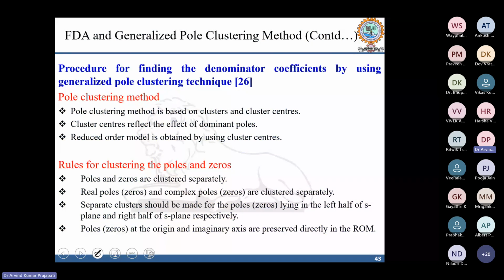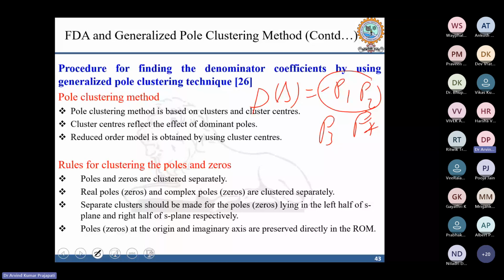The pole clustering method was originally proposed by Jan Topol. In this technique, he took the denominator of the original system, which is given here, having poles P1, P2, P3, and so on. He made clusters of poles, like P1, P2 in one cluster, P3, P4 in another cluster, and then calculated the cluster centers of these clusters. These cluster centers are used for calculating the denominator of the reduced model. Similarly, he did the same for the numerator, calculating it using these clusters.